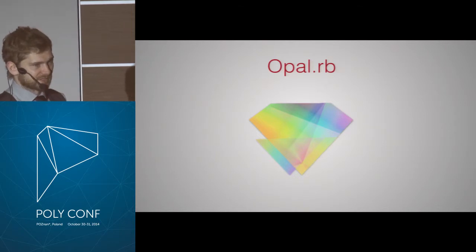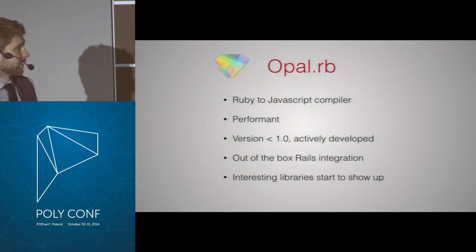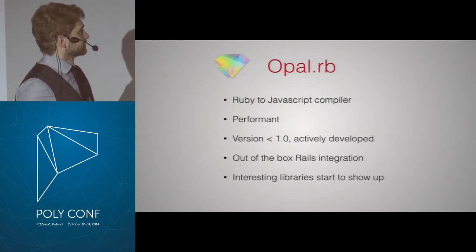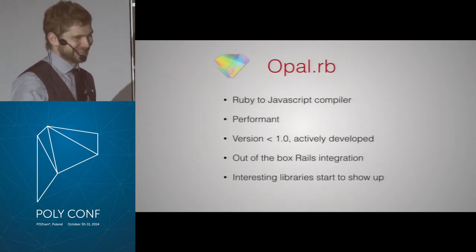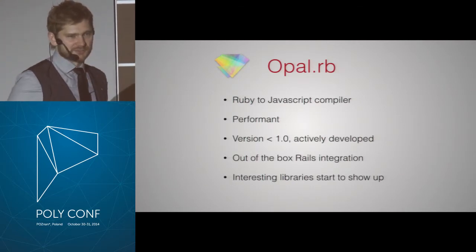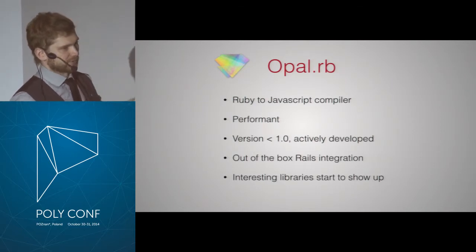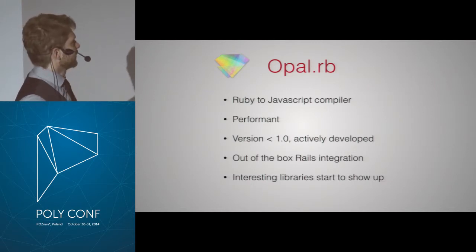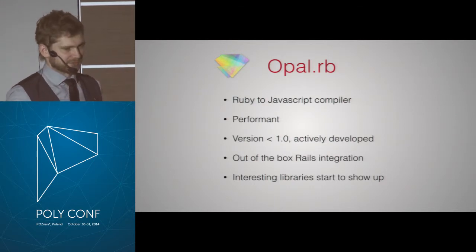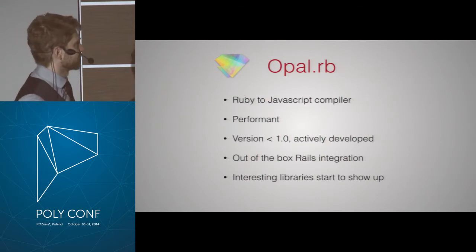There is opalrb. Does anybody know that? It's not very popular, but opalrb is a Ruby to JavaScript compiler. It's pretty performant. Great reaction. It's not version 1.0, but it's actively developed. Developers of opalrb use it in production. It has out-of-the-box Rails integration. Instead of working with CoffeeScript, you can write actual Ruby that works in the browser.